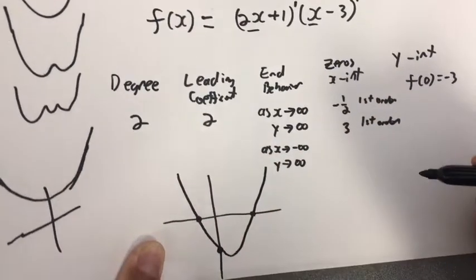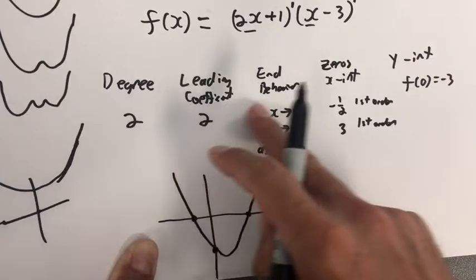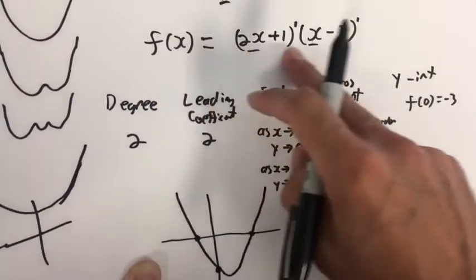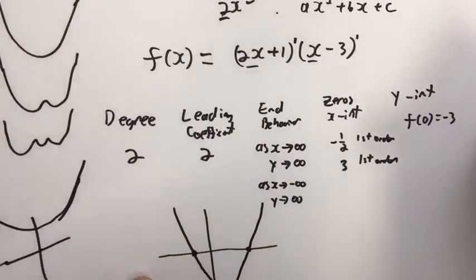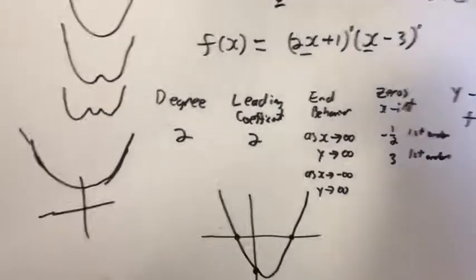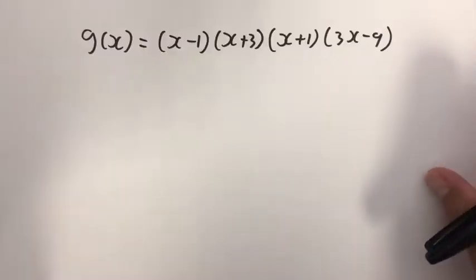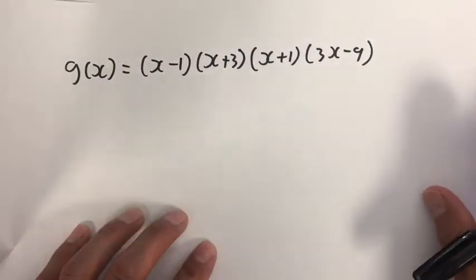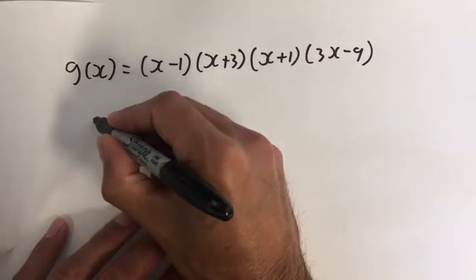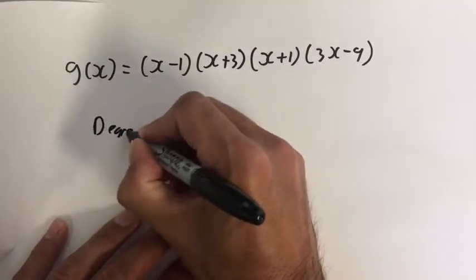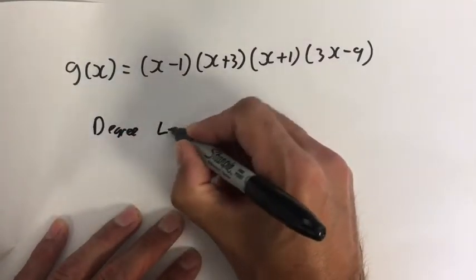So I very quickly sketched my polynomial, getting these details in here that I've read off of its factored form. I'm now going to do the same thing with a slightly more complicated factored polynomial. So the first thing I want to do here is find my degree and also my leading coefficient.